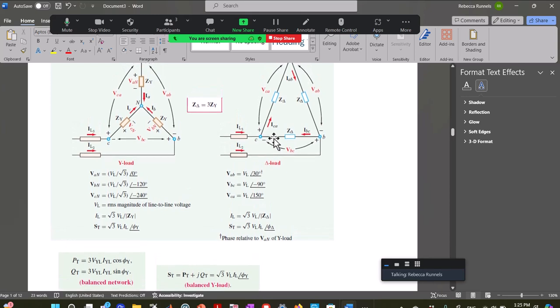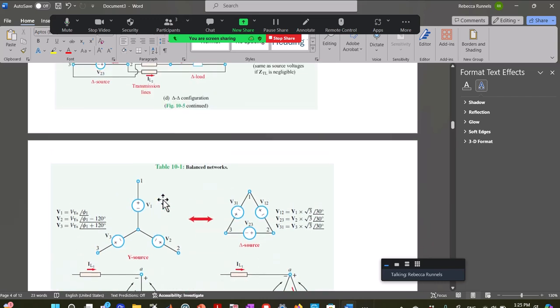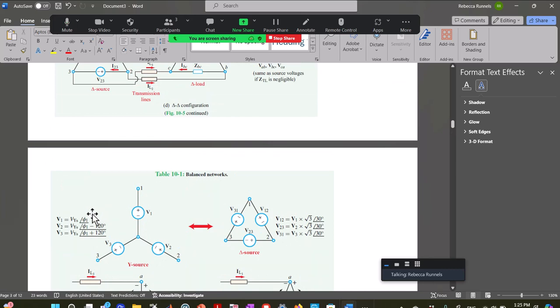And you'll notice here when you look at the Y load and you see that we're going from 0 to negative 120 to negative 240 right here, but up here we're going 0, negative 120, positive 120. Negative 240 and positive 120 are in the same place. And so if you go around negative 240, you end up at the same place as if you go positive 120.